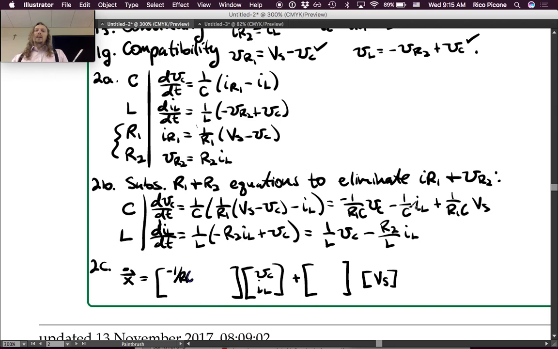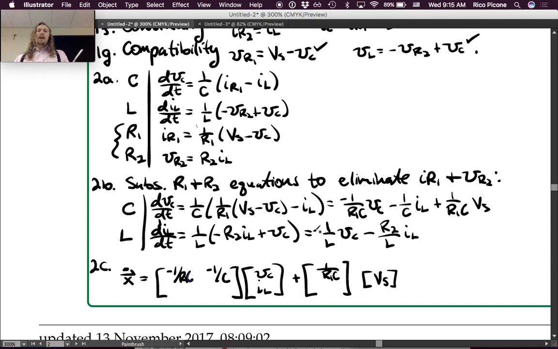And then what's the next one? It multiplies IL. Negative 1 over C. Exactly. And then we have also summing with something times Vs. So what is that? 1 over R1C. Great. So we've got our first equation transcribed into the standard form. Now we just need to do the second equation.